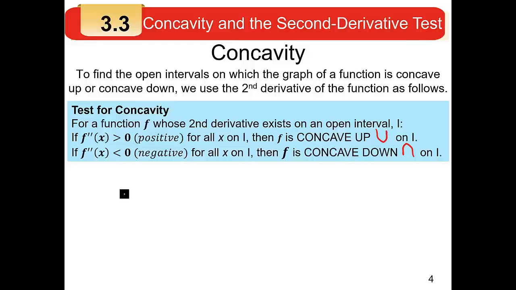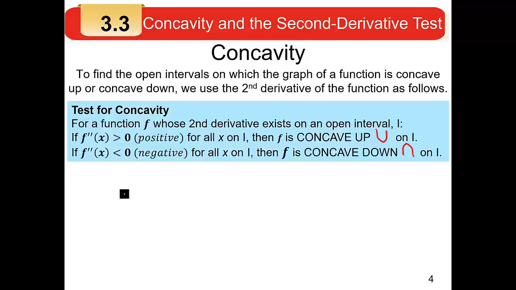If you have a function whose second derivative exists on some open interval, call it I, if the second derivative is greater than 0, that means the second derivative is positive for everything on that interval I, then the function is concave up on that interval I. On the other hand, if the second derivative is less than 0, which means it's negative for all values in that interval I, then the function is concave down on that interval.